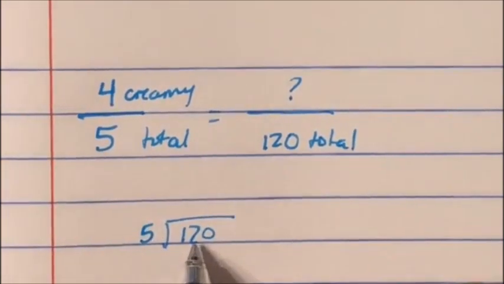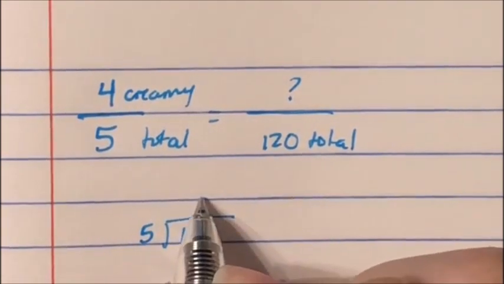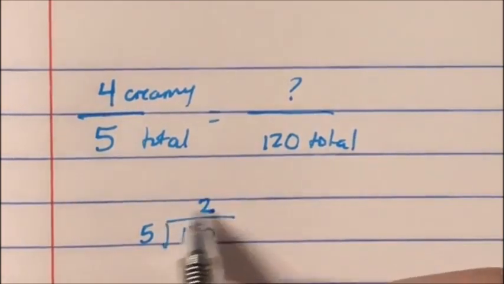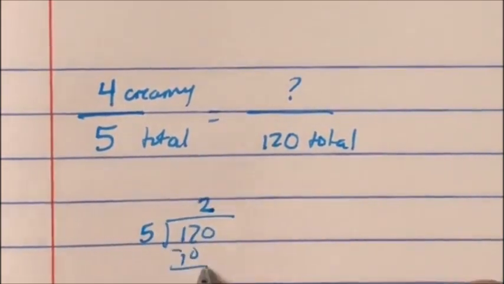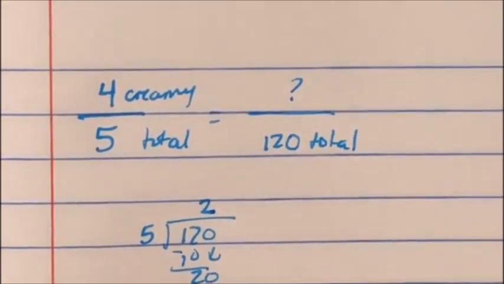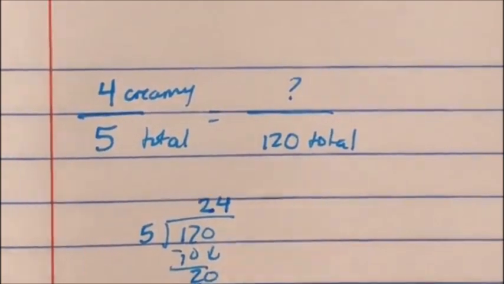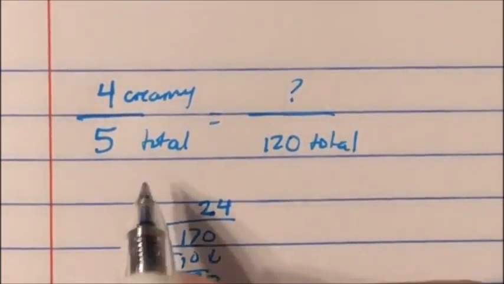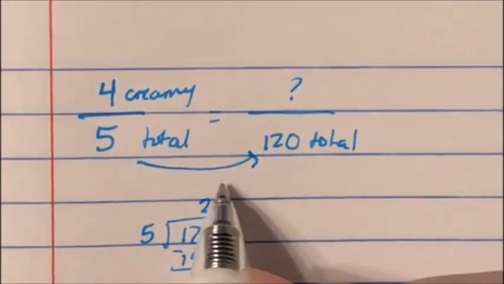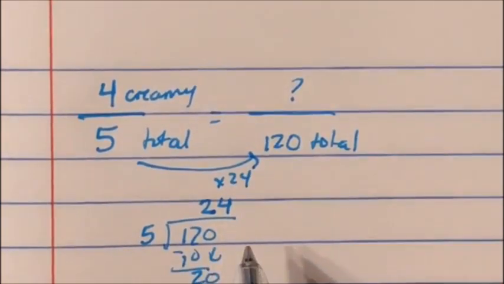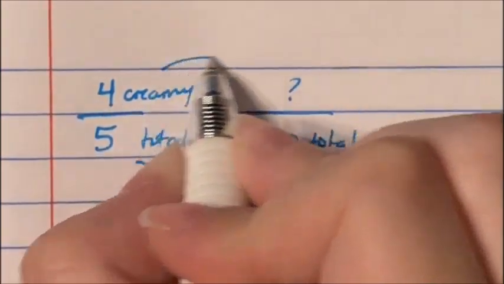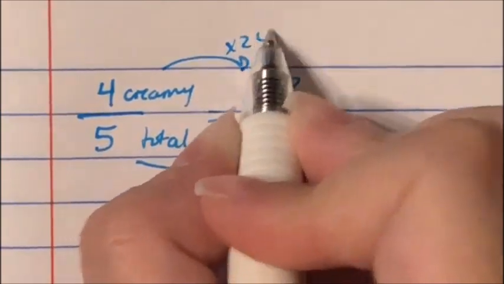5 goes into 12 2 times. 2 times 5 gives me 10. I have 2 left over. I bring down my 0. 5 goes into 20 4 times. I have nothing left over. So this tells me 5 times 24 gives me 120. So then I have to figure out 4 times 24.